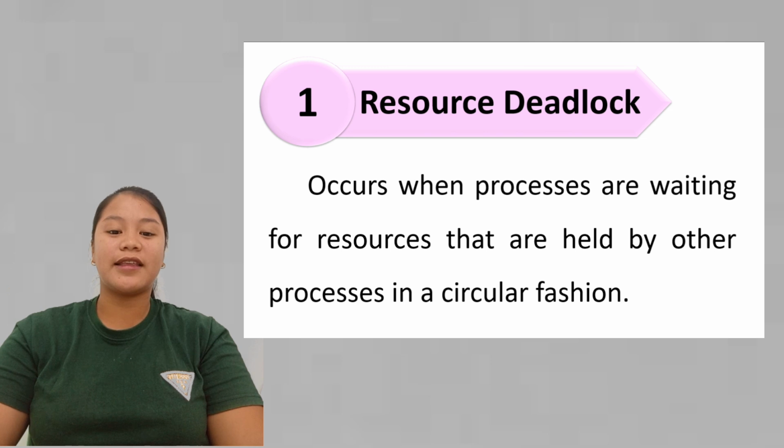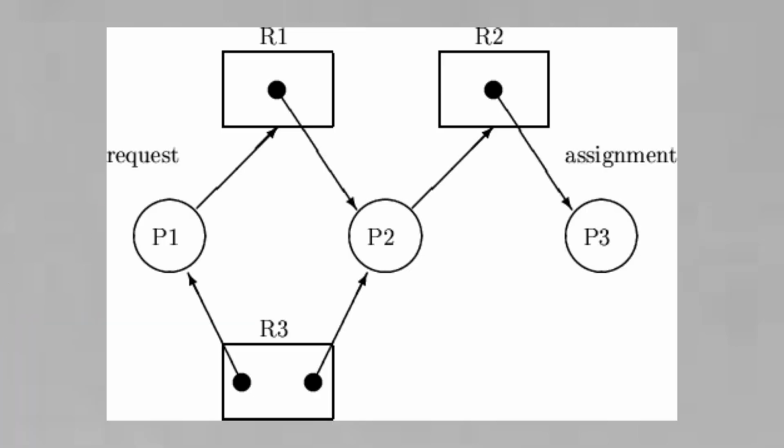First is resource deadlock. It occurs when the processes are waiting for resources that are held by other processes in a circular fashion. For example, if process 1 has resources R1 and R2 and requests resource R3, it will not proceed until it has all three resources.